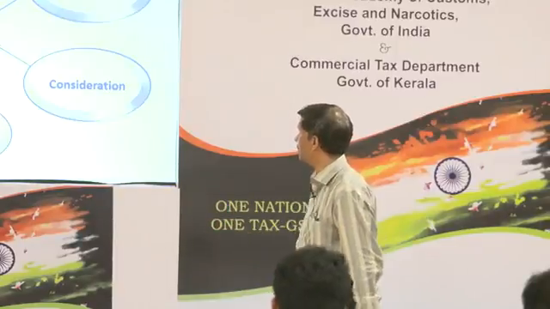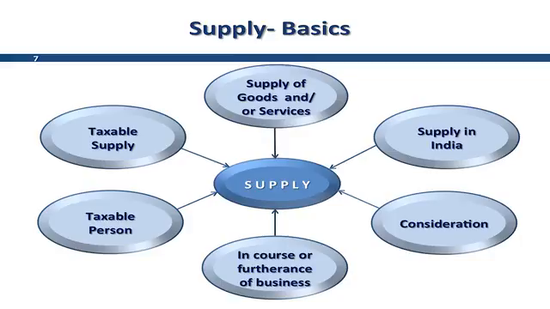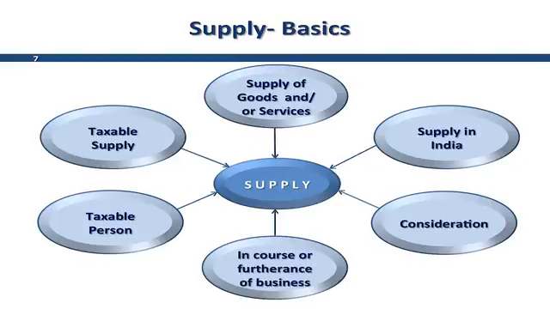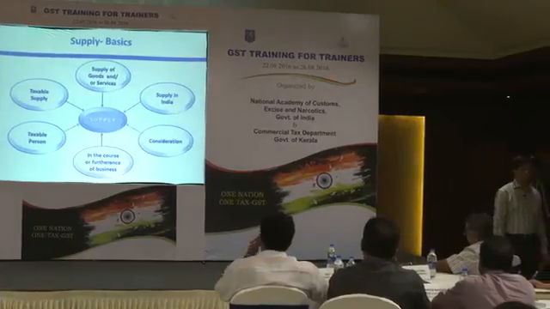Now let us talk about these individual elements one by one. And this is what section 3 of the model GST law also covers, albeit there may be some shortcomings. First, it has to be supply of goods and or services. Now, what are goods? What are services? The Constitution defines goods, the Constitution defines services.